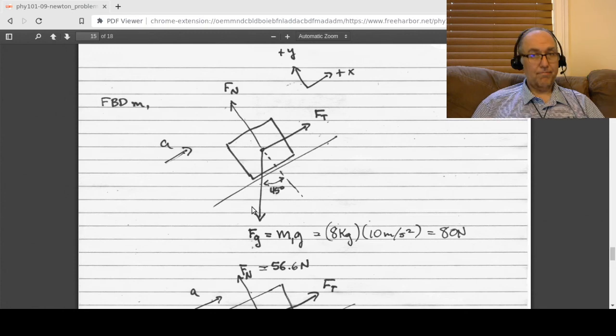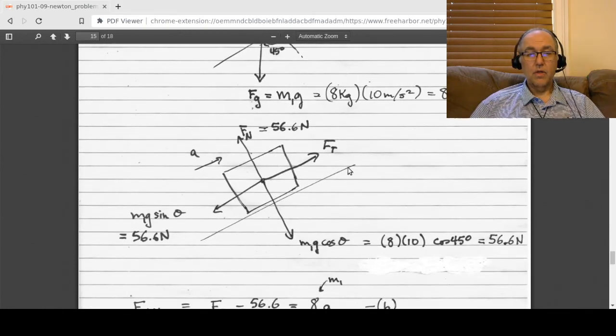So Fg, we have to break it up into its x and y components the way we've been doing. We've got Fgy down like that. That's m1g cosine theta, so that's 8 times 10 times the cosine of 45 degrees, which turns out to be 56.6 newtons. Fgx, that's m1g sine theta, so that also turns out to be 56.6 newtons. Because this is at 45 degrees, both the x and y components of Fg are going to be 56.6 newtons.